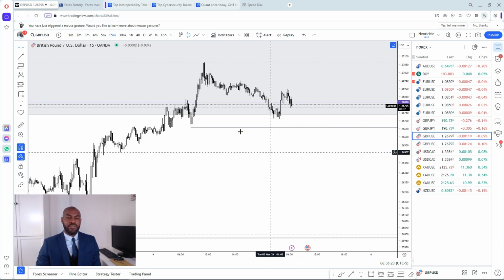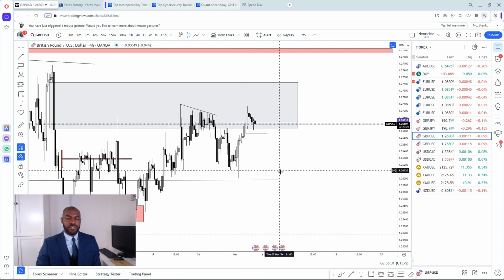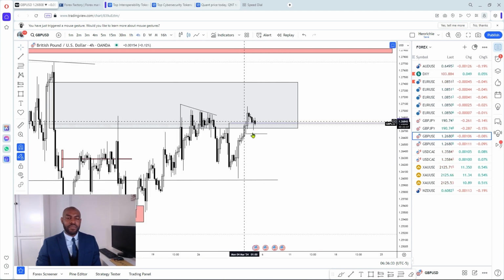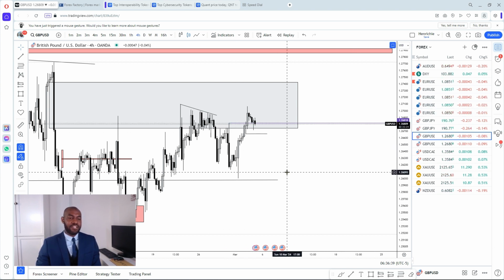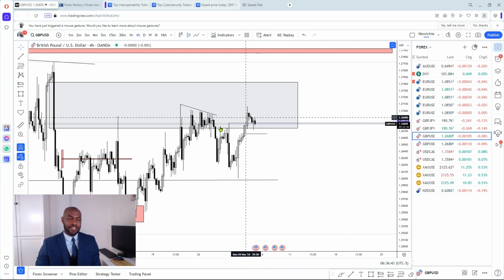So if we do eventually break this low, then potentially we could see lower prices on GBP US dollar to continue to the downside. So personally, that's what I would like to see, but I wouldn't trade GBP US dollar for sales. If I wanted to trade it, I'll trade it for buys. But personally, I wouldn't buy it from where it is right now.